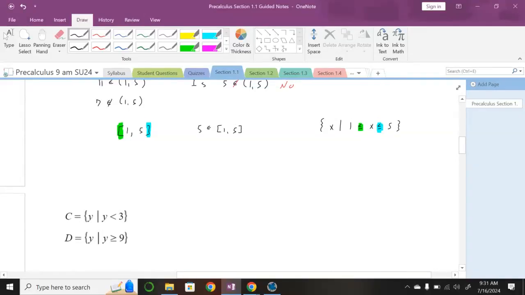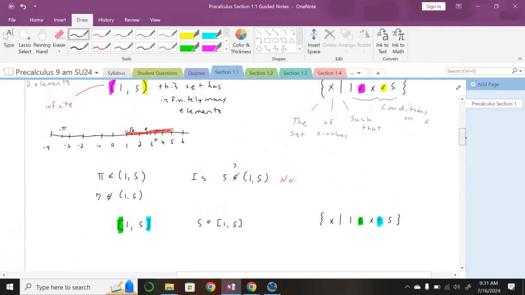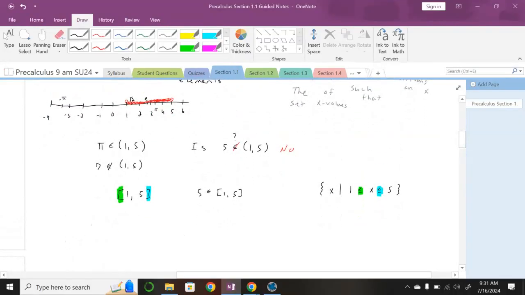I think this is directly from Alex. I think I was either showing this or someone last term asked about this from their Alex. So you're going to see these sort of things in Alex. C is the set of y values such that y is less than 3. Maybe we should represent these on the number line. Yeah, let me put this on the number line.